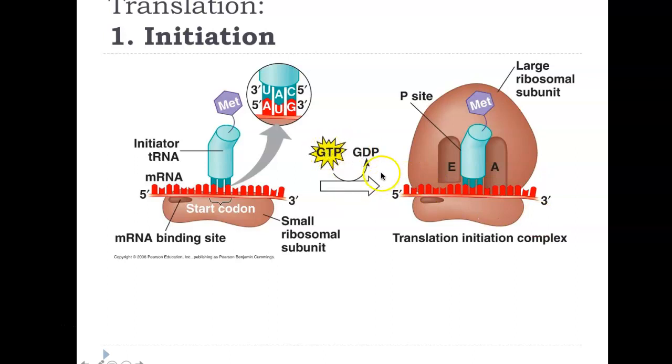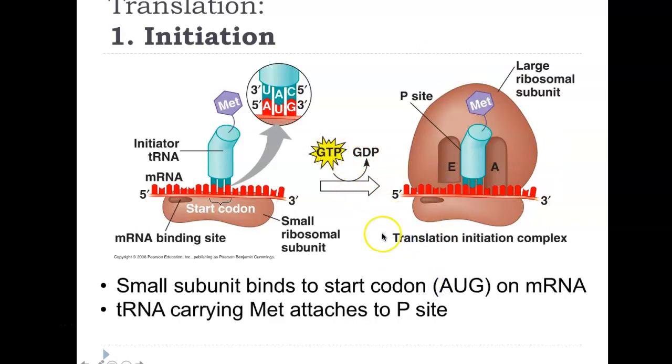GTP is coming in. So all I need you to know is that all of this takes energy. I mean, it all takes energy, right? That's just kind of a given. But just in case you were wondering, GTP is the energy source used to get all of this assembled. So the small subunit binds to the start codon, tRNA carries methionine, it attaches to the P site, and then the large subunit attaches. So pause if you need to write that down because I'm going to click.